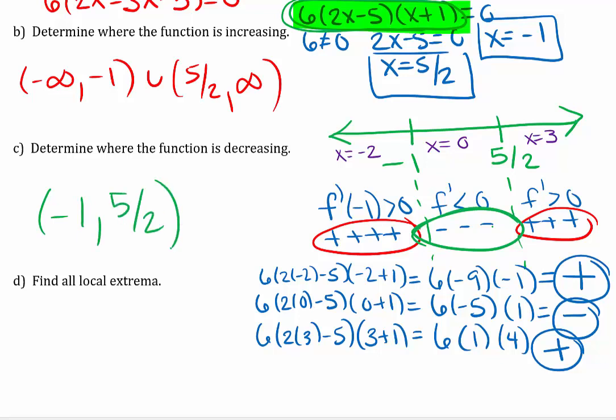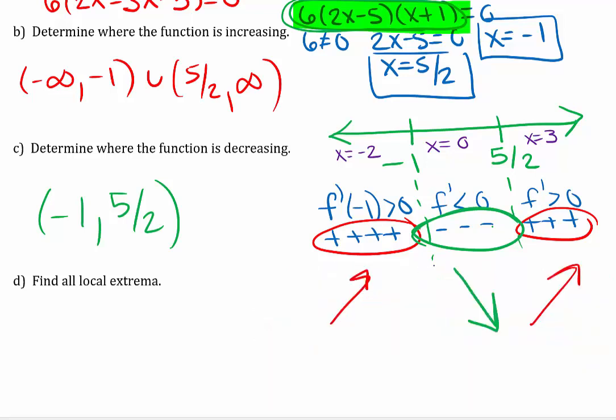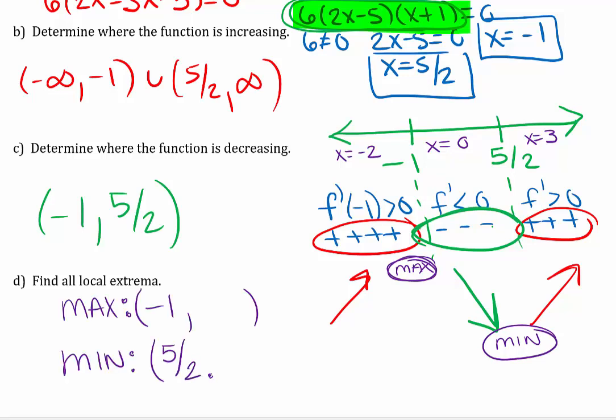And then as far as the local extrema, this function is changing from increasing to decreasing at x equal -1. So that's going to be a maximum. And it's changing from decreasing to increasing at 5/2. That's going to be our min. Now, when you find your max and mins, I do want you to give your answers as ordered pairs. These are points on the graph.